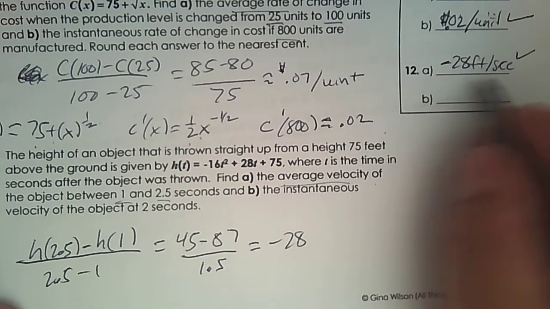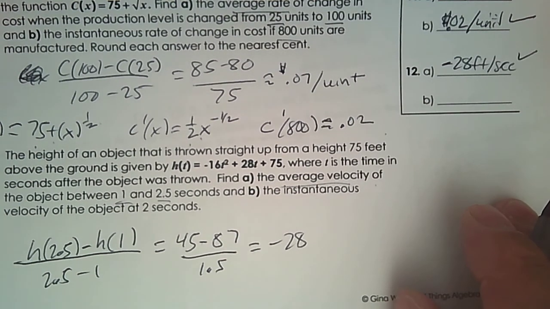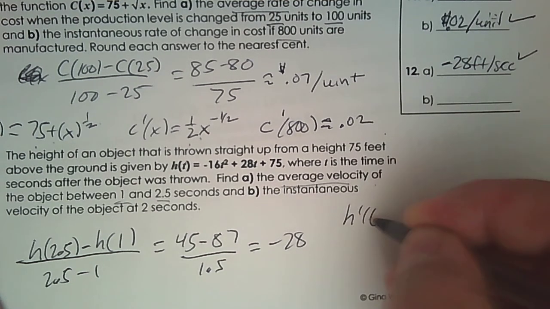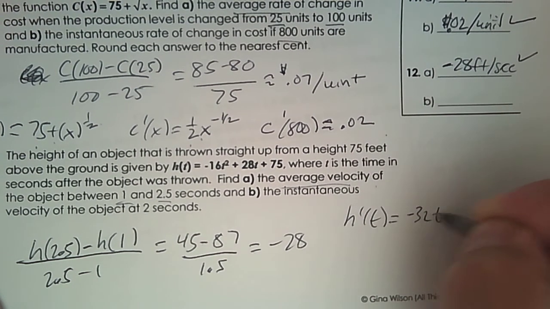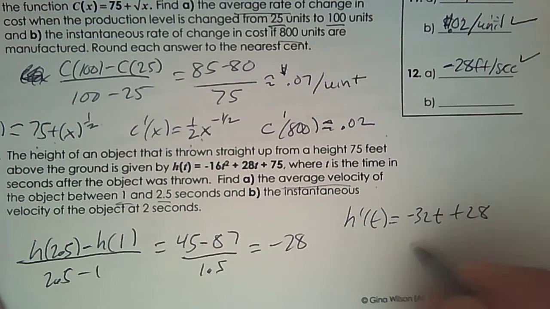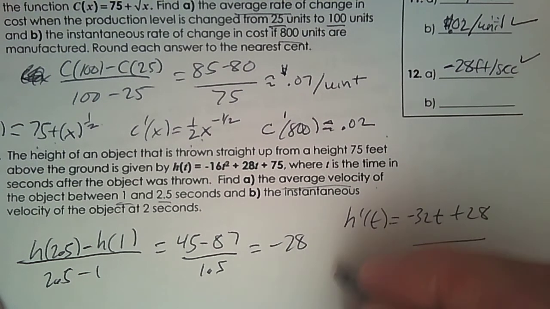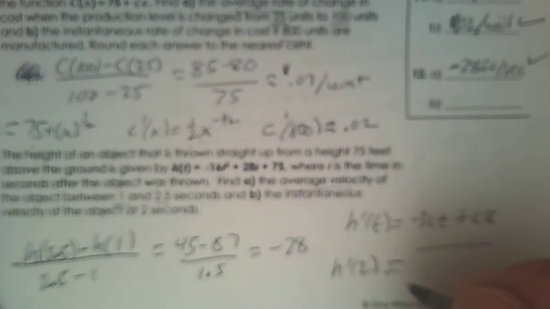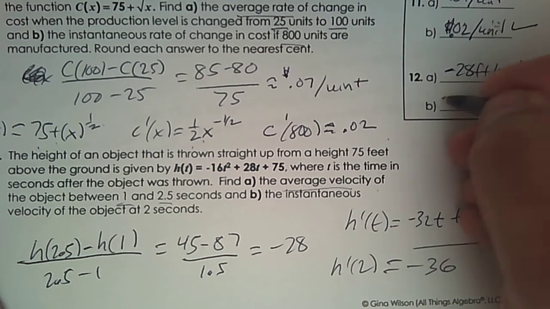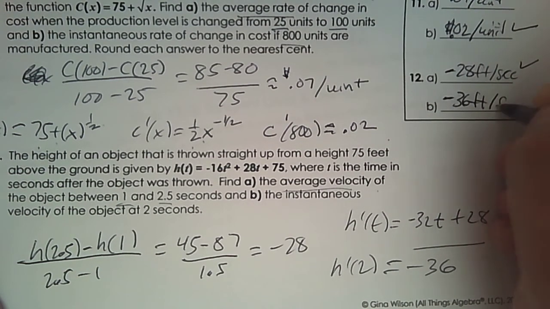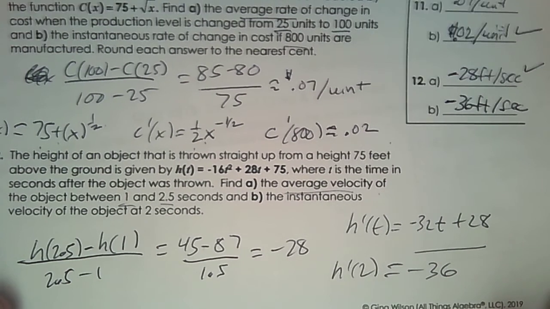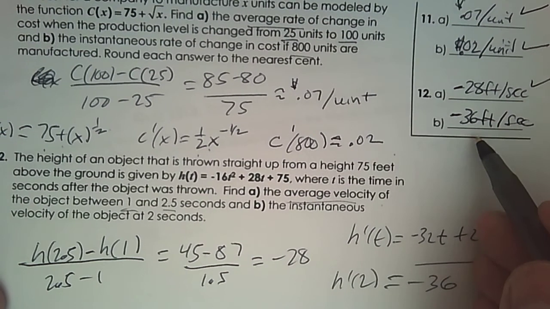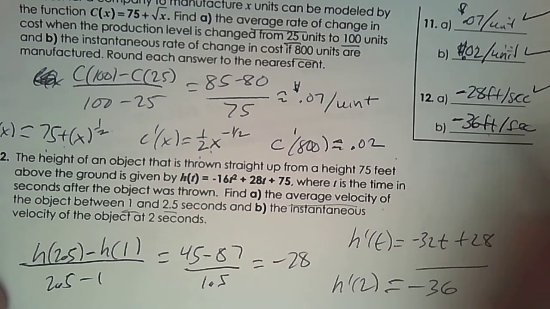So did you write down the answer is negative 28 feet per second, and the units matter? The instantaneous rate of change, we need the derivative. So the derivative of this is negative 32t plus 28. So there's the derivative. The instantaneous at 2. So plug in 2, and you get negative 36. And again, units matter, so the instantaneous rate of change exactly at 2 seconds is negative 36 feet per second. What does that mean? Exactly at 2 seconds, the object is falling, and it's falling at that rate. That's what the negative means.